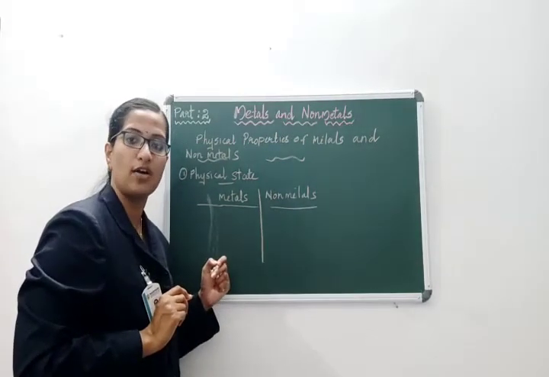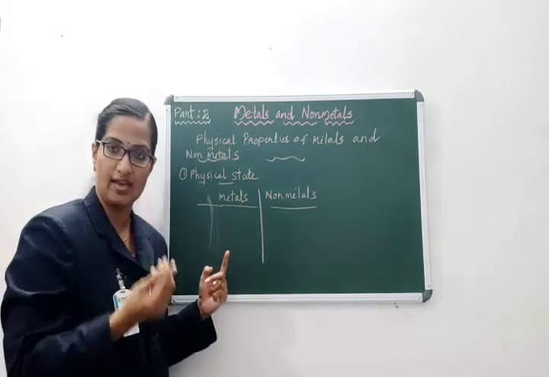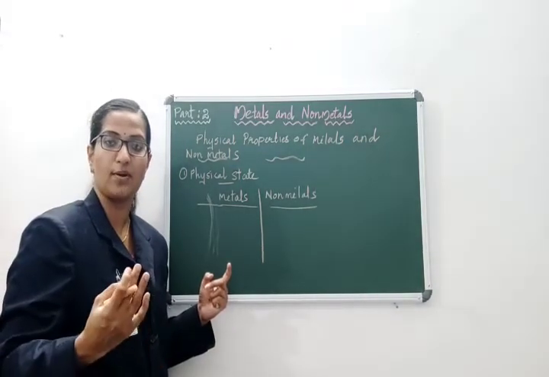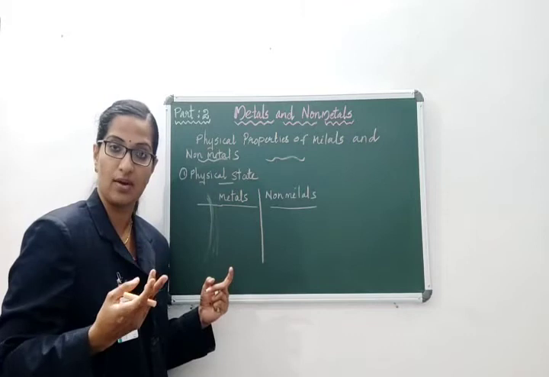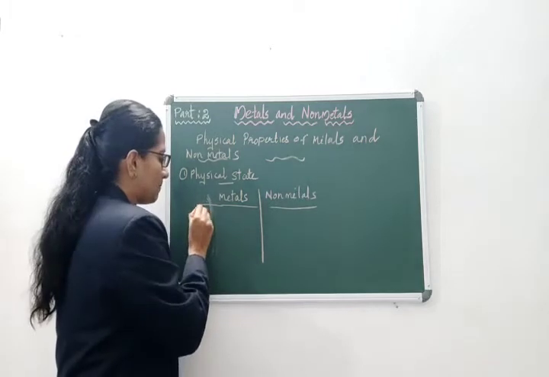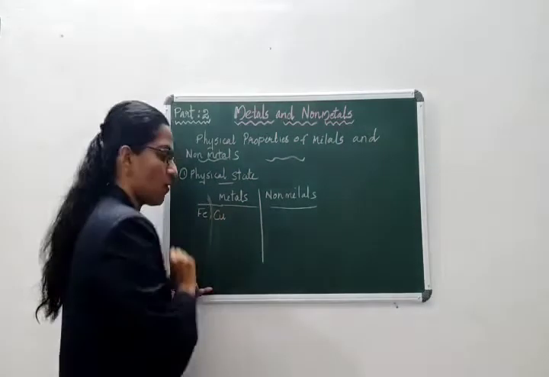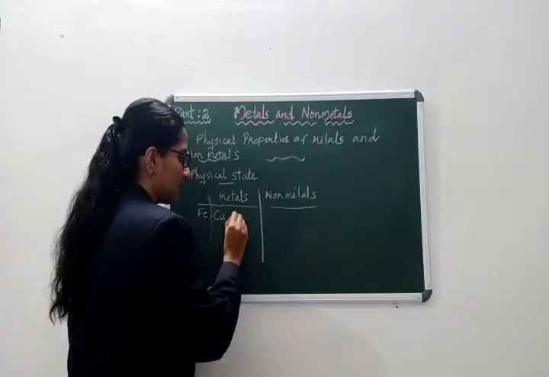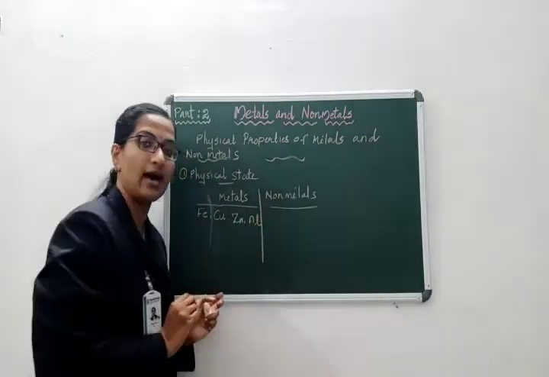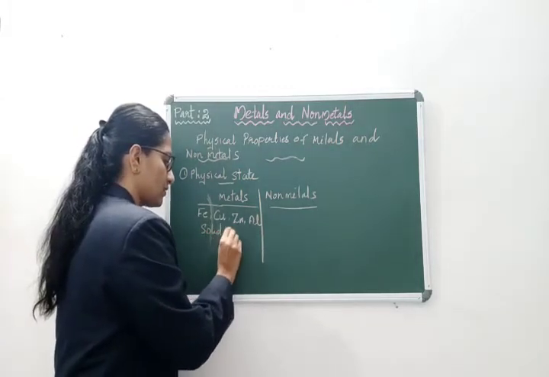What is the physical state of the metals? Metals like iron, copper, aluminium, they are all in the solid state. Here I am writing the symbols. Iron is Fe, copper is Cu, zinc is Zn, and aluminium. These are all metals and they are in a solid state.